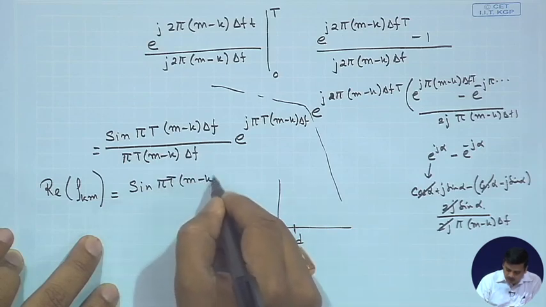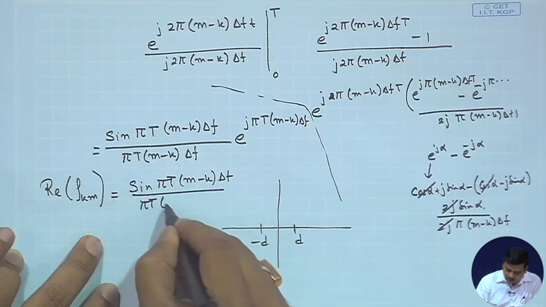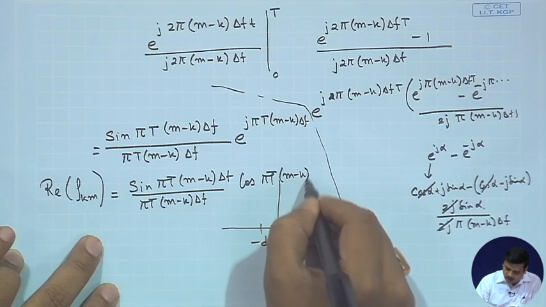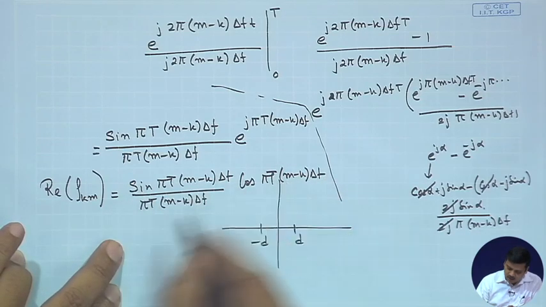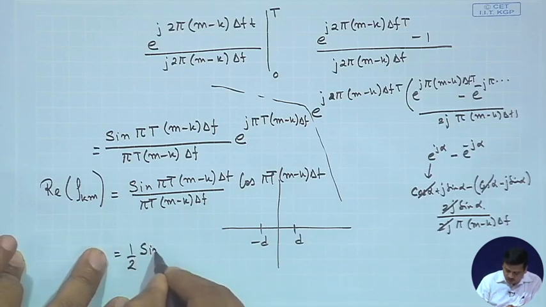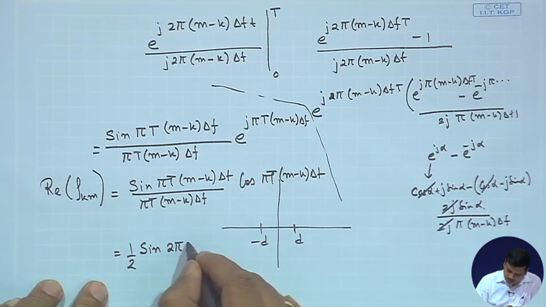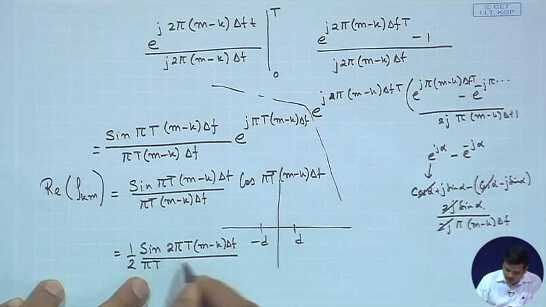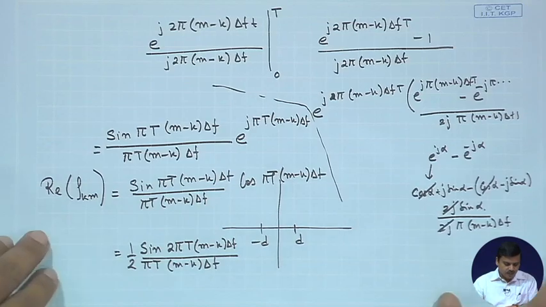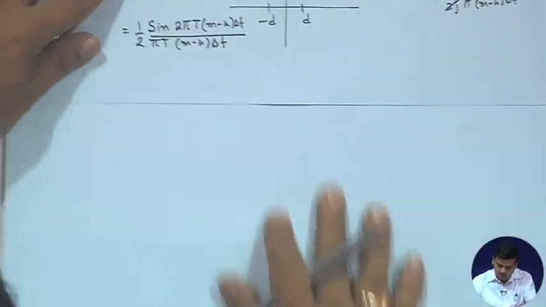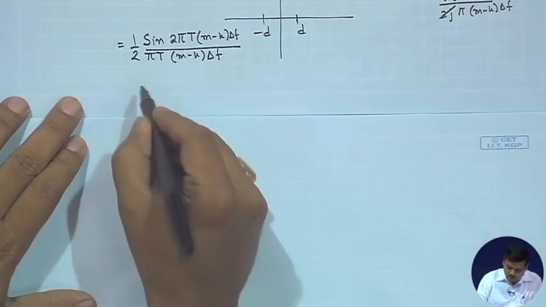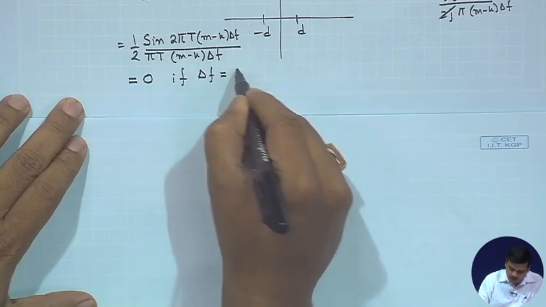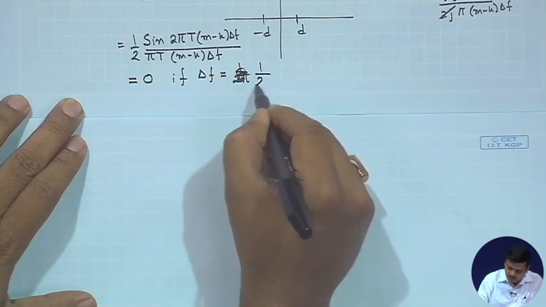So, if you are taking the real part of this, you will be getting sin pi T (m minus k) delta f upon pi T (m minus k) delta f, and the real part of this would be cos pi T (m minus k) delta f, and sin and cos would work out to be half sin 2 pi T (m minus k) delta f upon, so you again have in the denominator 2 pi T (m minus k) delta f, and clearly this particular term would go to 0 if delta f is equal to 1 upon 2T, right.